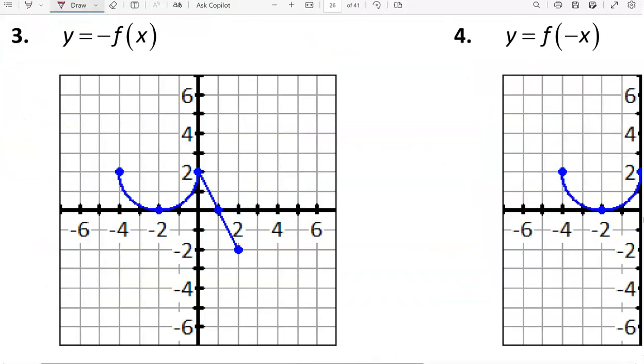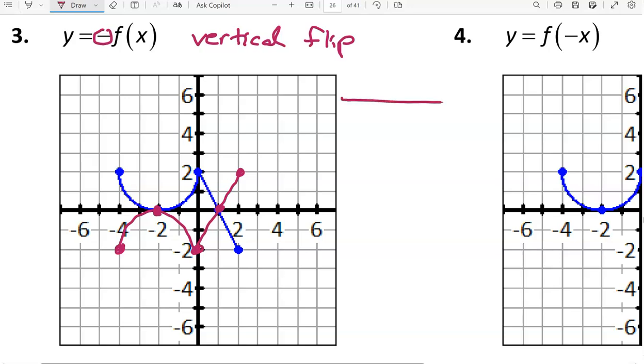Now let's take a look at number 3. For number 3, I see a times -1 on the outside of f of x. That means it's going to affect the vertical variable, and multiplying by -1 accomplishes a vertical flip or a vertical reflection. So if we just simply take the graph and reflect each point over the x-axis, that is, if it was below, it's above, and if it were above, it's below, that will give us the graph of the new function.